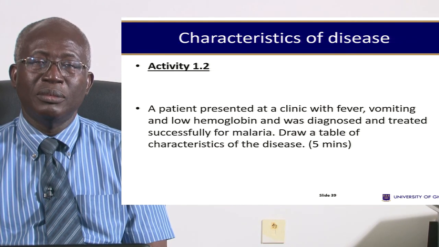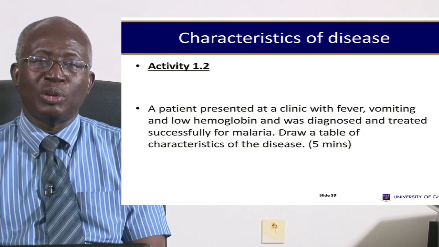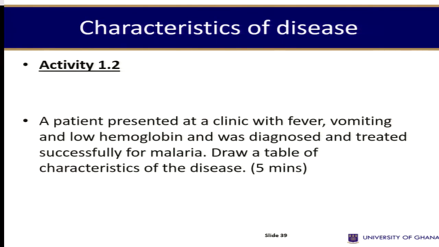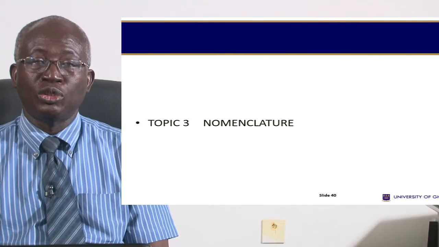Please find time to write on a patient who presented at the clinic with fever, vomiting, low hemoglobin, and was diagnosed and treated successfully for malaria. Draw a table of characteristics of disease for this patient. And this is the end of this topic.